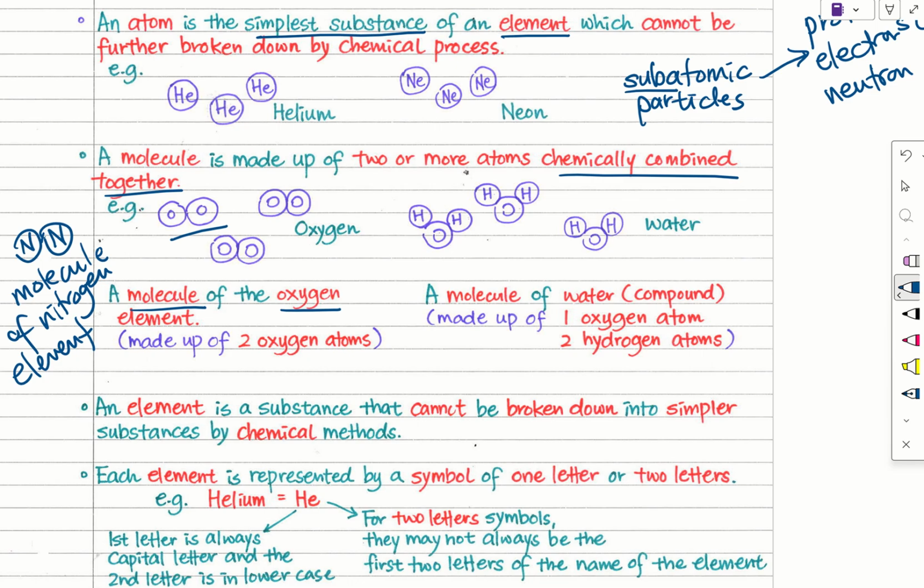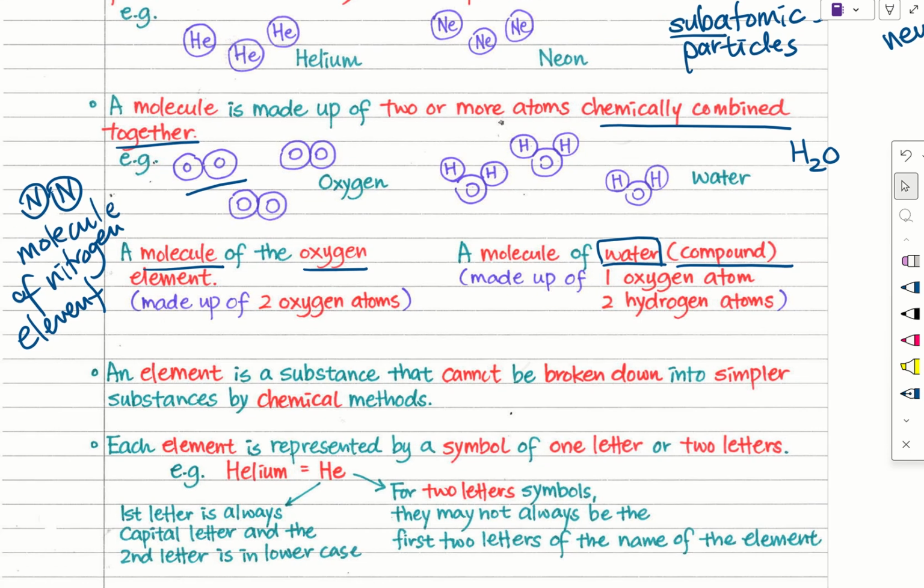But we can have molecules that are made of two or more atoms of different elements. For example, water is H2O. I have two H atoms and one oxygen atom chemically combined, so it is a molecule of water. I can't call this a molecule of element because it's made up of more than one kind of element. So I should call it a molecule of water, which is what it is known as. And later you will learn this term called compound, or you already know it.